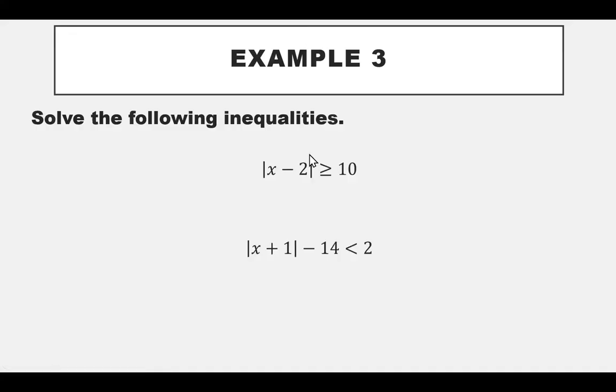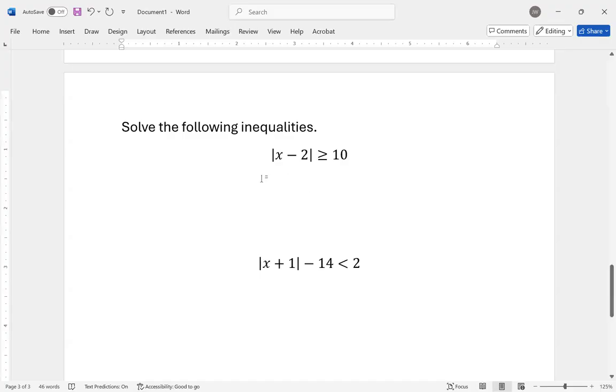Let's do an example. Let's solve the following two inequalities. We have absolute value of x minus 2 is greater than or equal to 10, and the absolute value of x plus 1 minus 14 is less than 2. So in order to solve this algebraically, this first one, we already have the absolute value isolated on the left-hand side. So we can create two different equations.